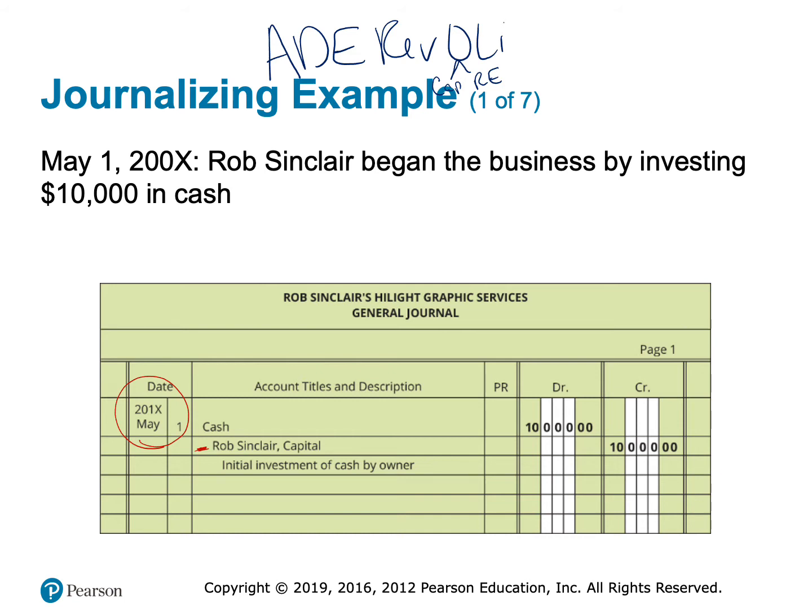Notice the columns. So the first column of amounts is the debits, and we've put 10,000 there. And the second column of amounts is the credits, and we've put 10,000 there. So our debits equal our credits, and they're in the proper columns. And then we have our brief explanation, initial investment of cash by the owner, that we've just listed underneath our last credit.